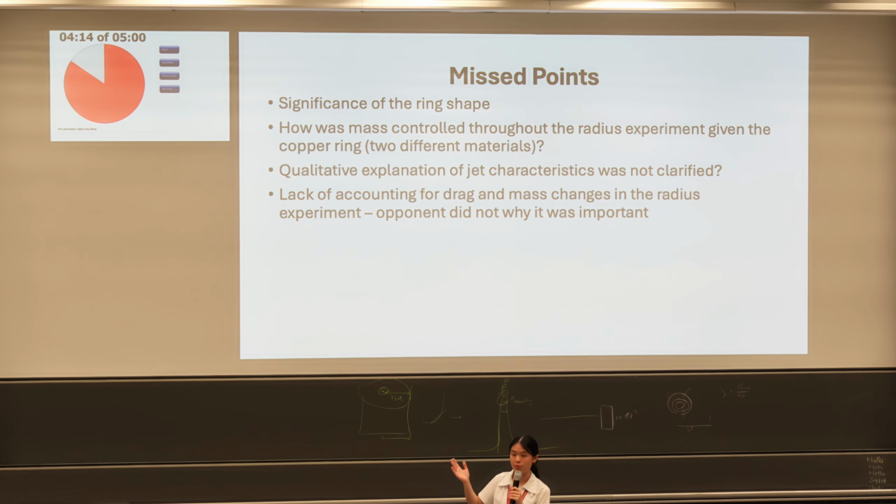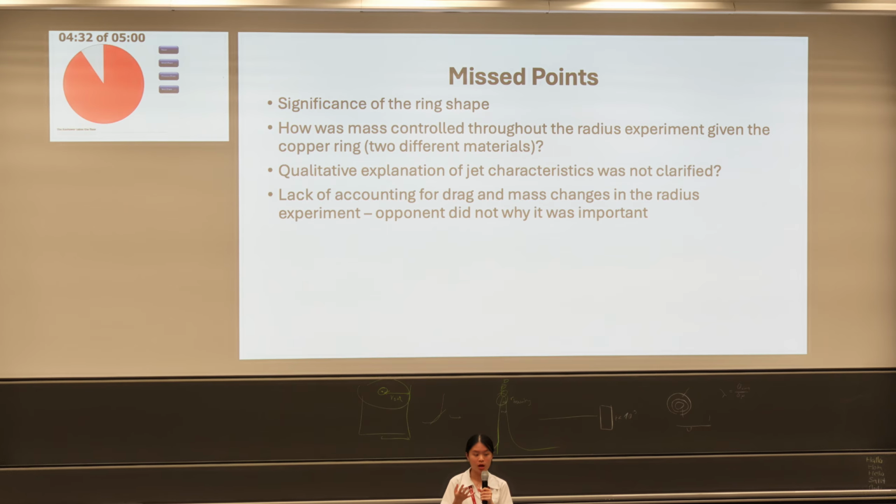The opponent also didn't really discuss with the presenter about how mass is controlled throughout the radius experiment, given that there were copper rings. There were 2 different materials. The qualitative explanation of jet characteristics was not clarified, including the different characteristics of the whirling jet and the annular jet, and there was a lack of accounting for drag and mass changes in the radius experiment, and the opponent did not say why it was important, although they brought it up.